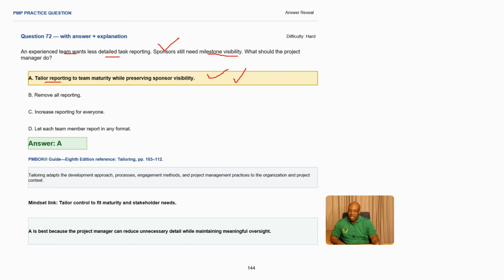And what is our reference to our PM book? It is tailoring, which is on page 103 to page 112. Also, the best mindset that you can use to answer this is you need to tailor control to fit maturity and also stakeholder needs. This is a very important mindset for this. Tailoring is very important in every environment, whether it's communication, documentation, reporting, and so on and so forth. It has to be tailored according to the stakeholders and also according to the needs. Making A the best answer, because the project manager can reduce unnecessary detail while maintaining meaningful oversight. Making A the best answer.